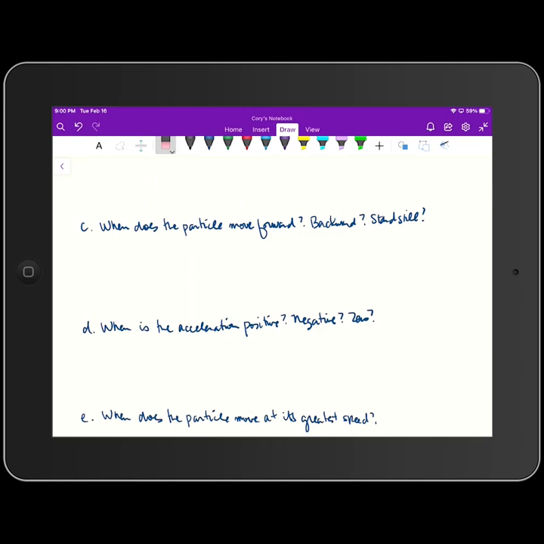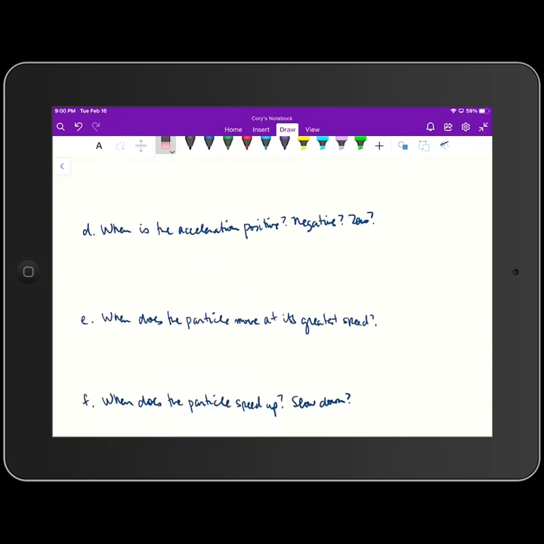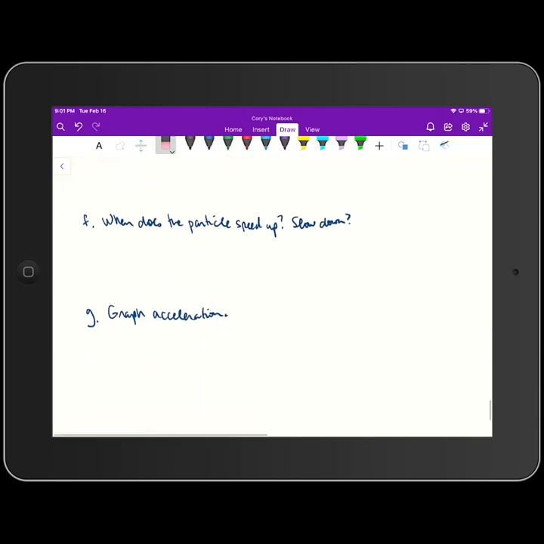For part E, the question asks, when does the particle move at its greatest speed? For part F, when does the particle speed up? And when does it slow down? And then for part G, we're asked to graph acceleration. Okay, so again, just get this example copied down, leave yourself a little bit of space between each of those parts, and then we're going to answer these together in class after our quiz on Thursday and Friday.